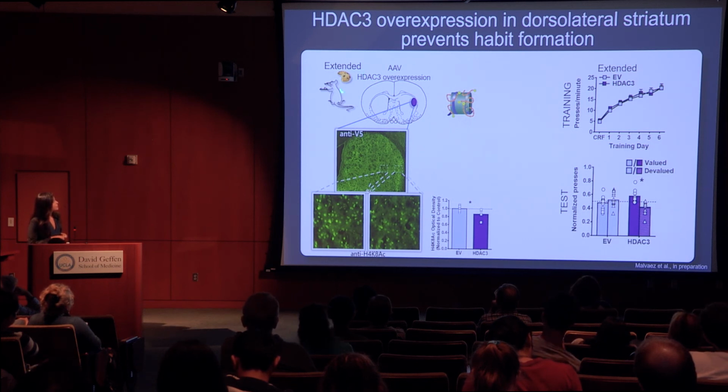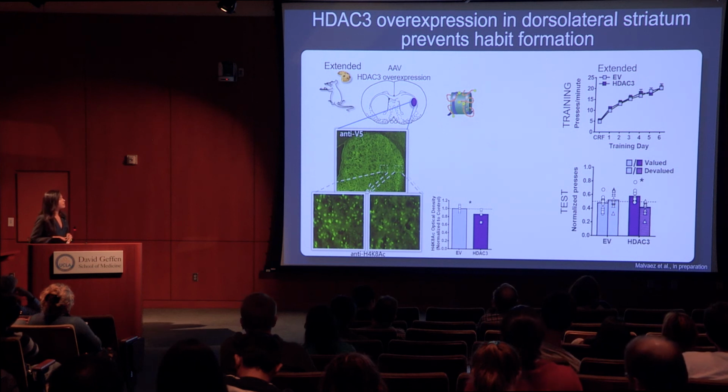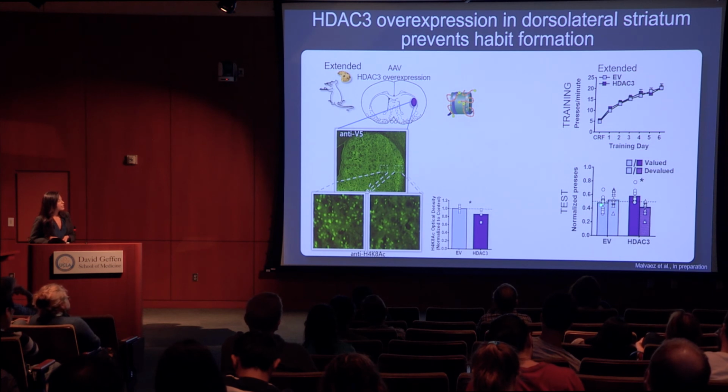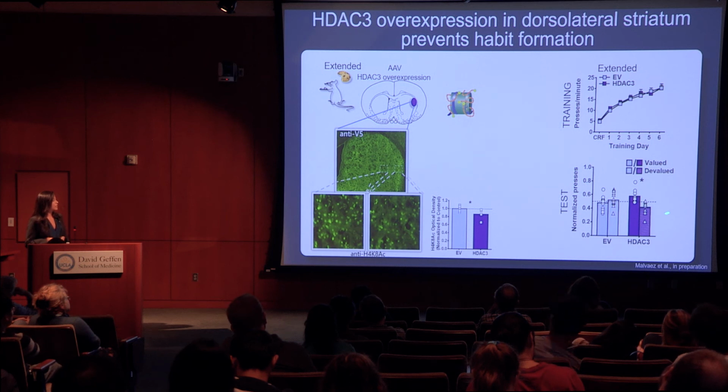So we did extended training and now use a viral vector to overexpress HDAC3 in the dorsolateral striatum. And so this produces a decrease in histone acetylation. And so with this transcriptionally repressive state, again, the prediction is that you would prevent habits from forming, and that's exactly what we see. So now the control animals with the empty vector are showing insensitivity to outcome devaluation because of this extended training. And the animals that have the HDAC3 overexpressed in the DLS are remaining goal-directed.